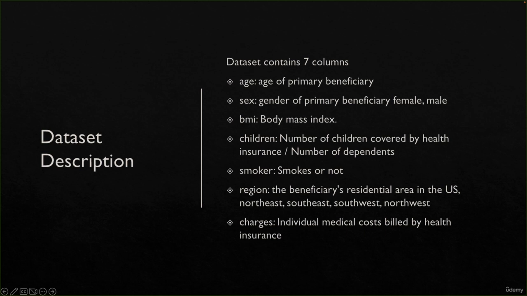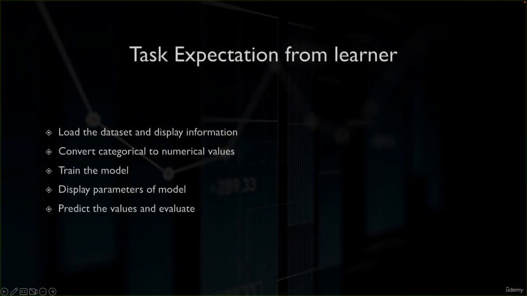Now using this data set, you have to first load this data as a data frame and display its overall information. Now as you start analyzing, you have to convert the categorical data into numerical data. Finally, you have to perform the training of this machine learning model, display the parameters of the model, and predict the values and evaluate the model on the test data.